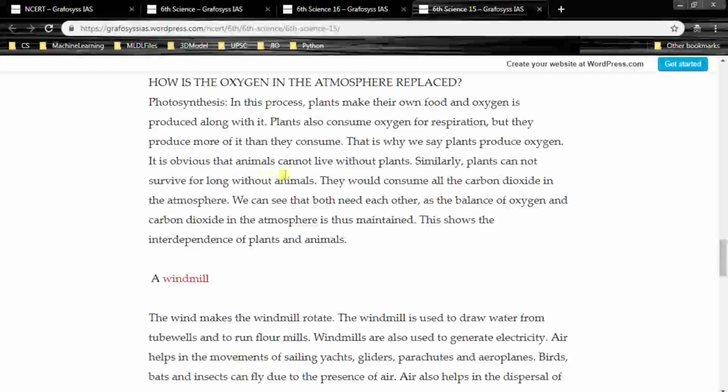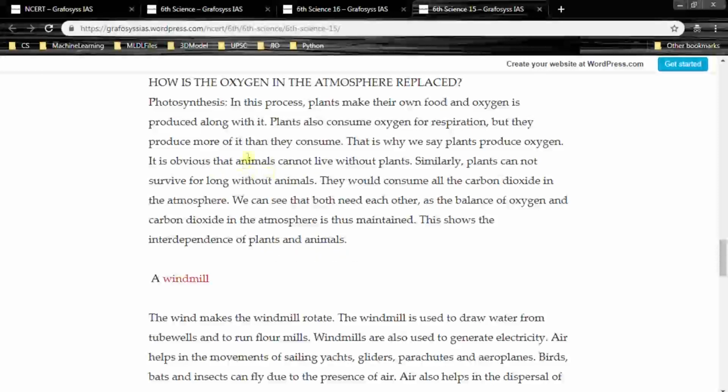It is obvious that animals cannot live without plants. Similarly, plants cannot survive for long without animals, as they would consume all the carbon dioxide in the atmosphere. We can see that both need each other, as the balance of oxygen and carbon dioxide in the atmosphere is thus maintained. This shows the interdependence of plants and animals.